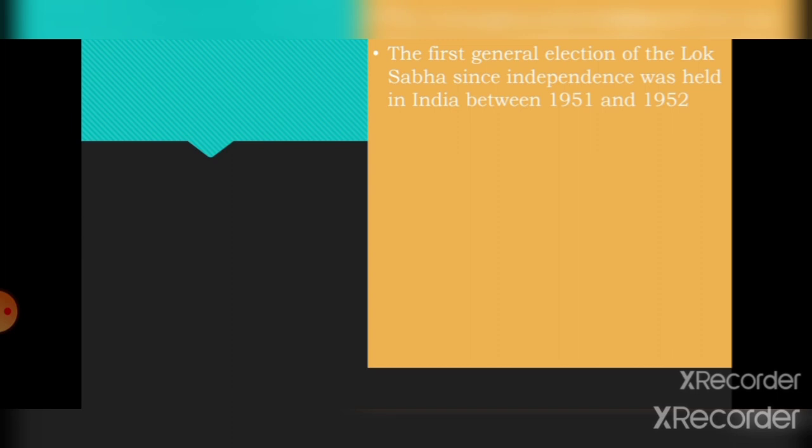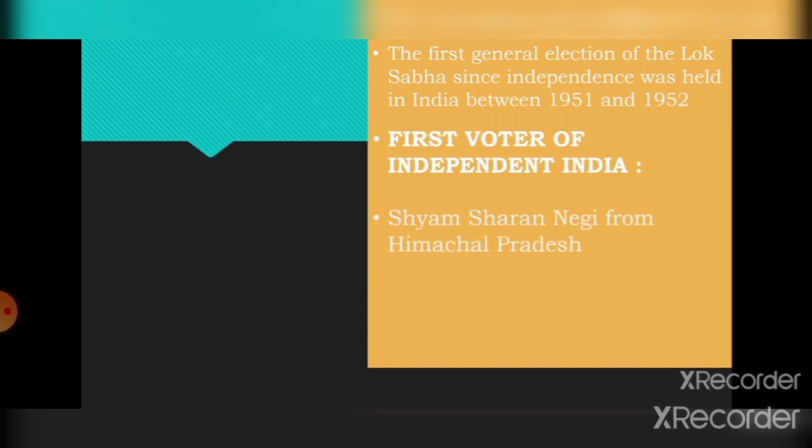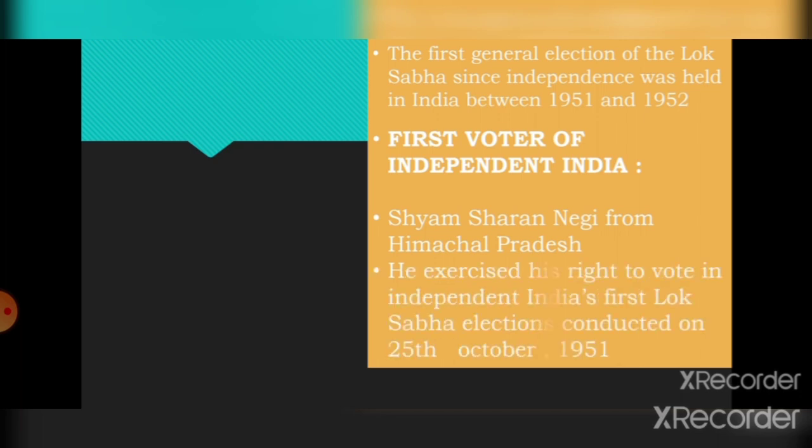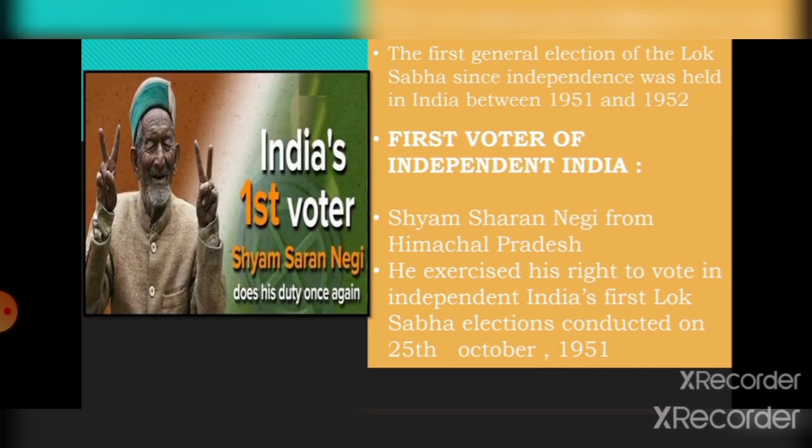Now, the first general election of Lok Sabha since independence was held in India between 1951 and 1952. First voter of independent India: Shyam Saran Negi from Himachal Pradesh. You are expected to remember this name. This can be asked in the exam. He exercised his right to vote in independent India. First Lok Sabha election conducted on 25th October 1951. So here this is his picture.